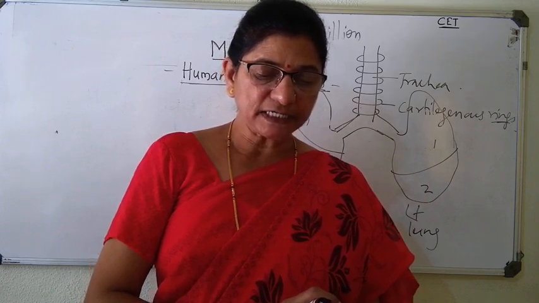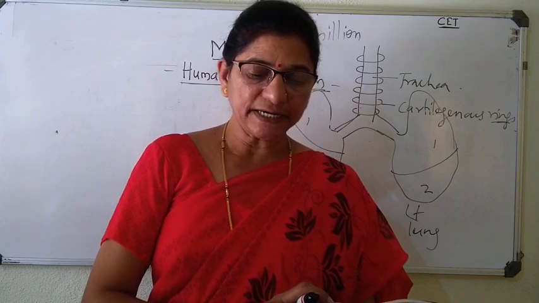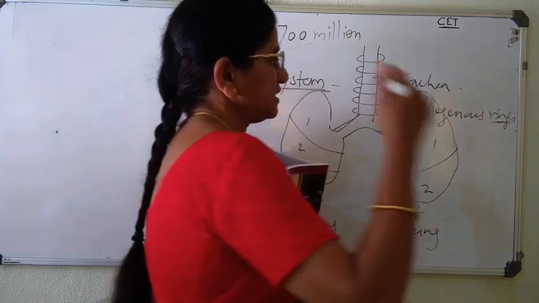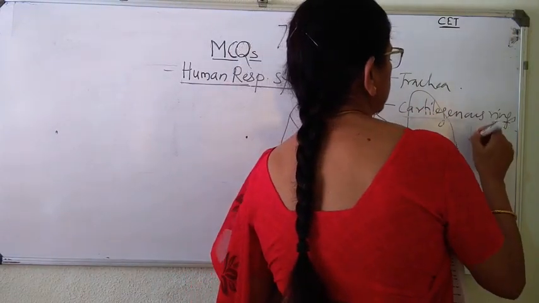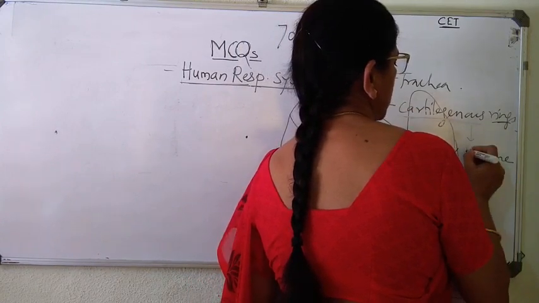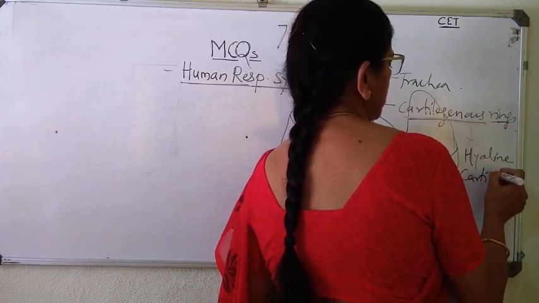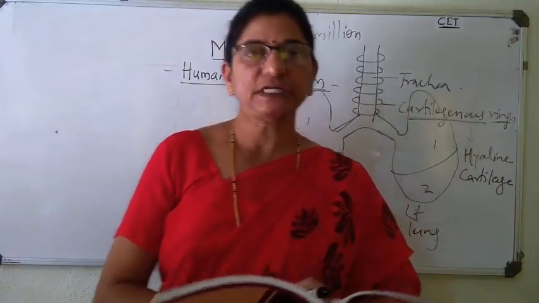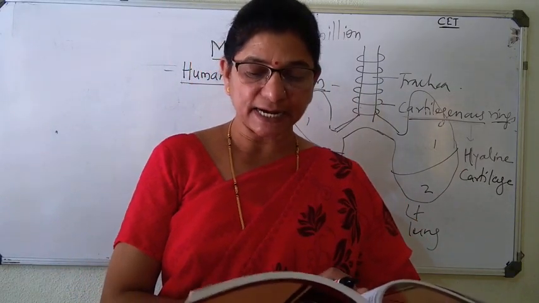The type of cartilage seen in tracheal wall is hyaline cartilage. That means these C-shaped cartilaginous rings are of hyaline cartilage type. Remember this, a very distinctive feature of these C-shaped cartilaginous rings made up of hyaline cartilage.